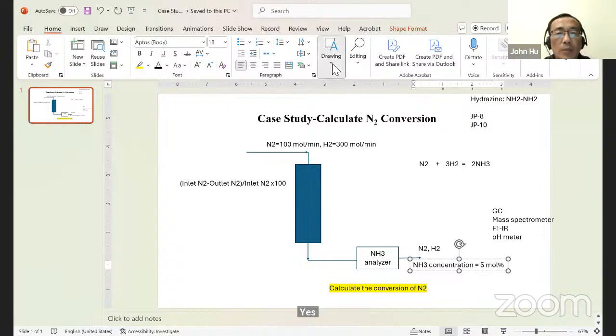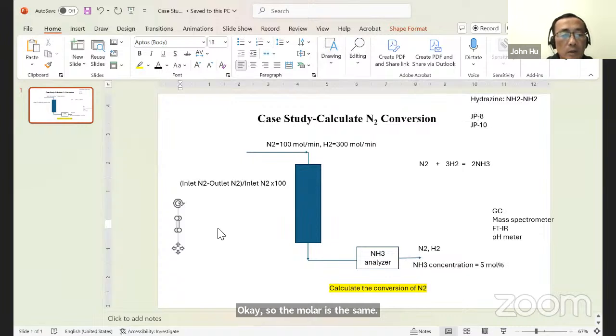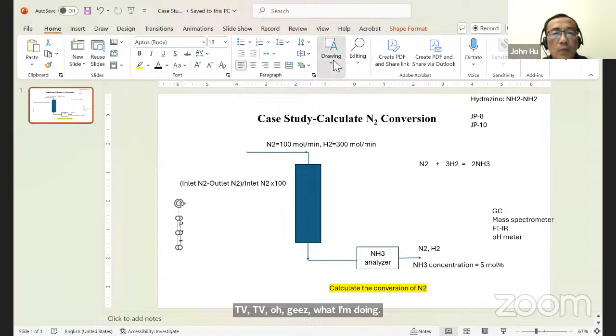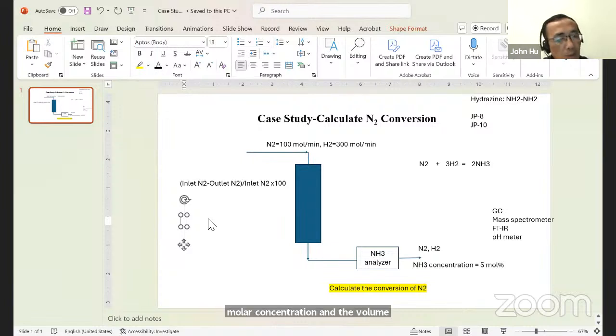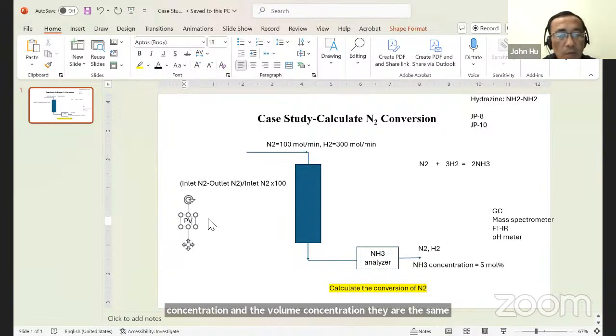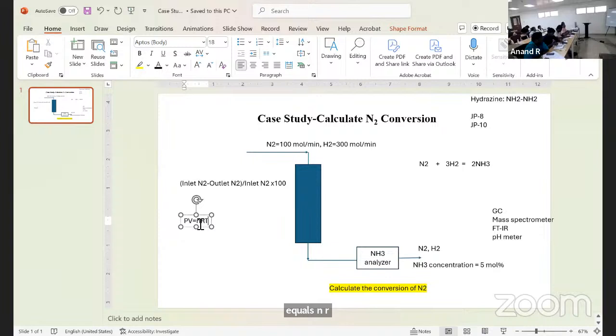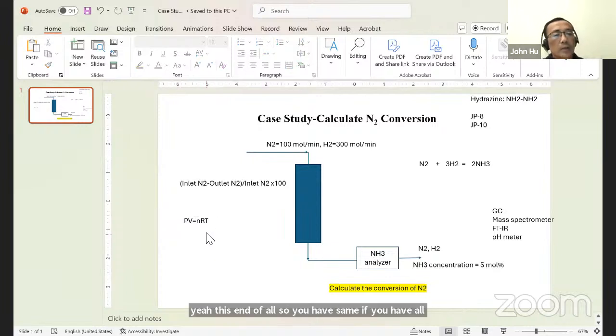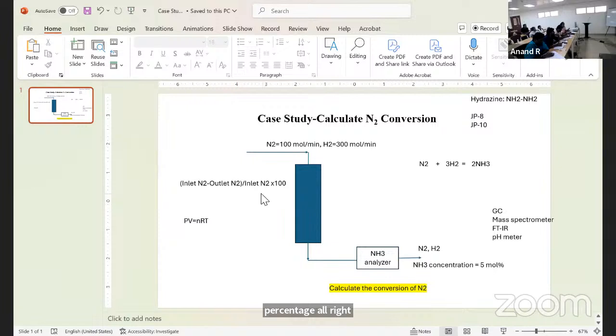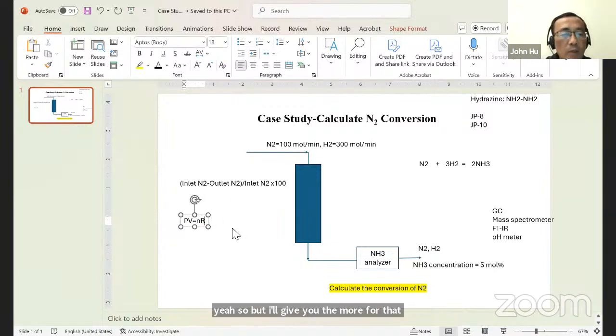I'm pretty sure you learned physics. PV equals nRT. If you have the same conditions, the volume percentage is the same as the molar percentage. But I gave you the mole percent, and since you're familiar with mole percent, let's do mole percent.